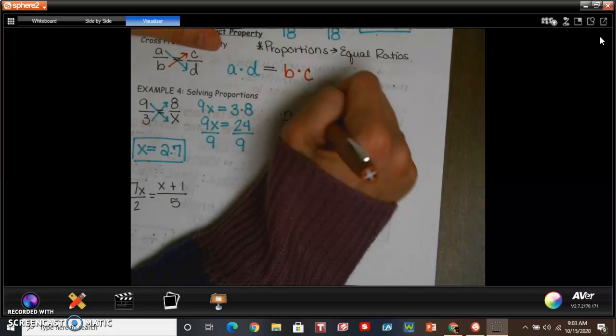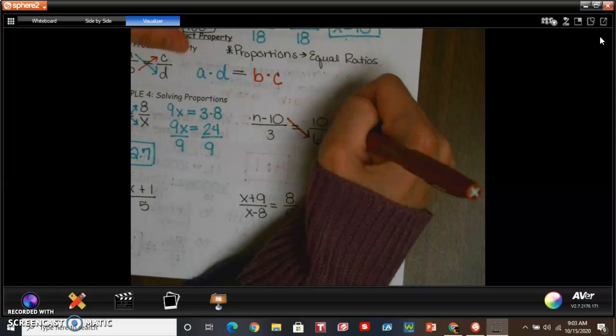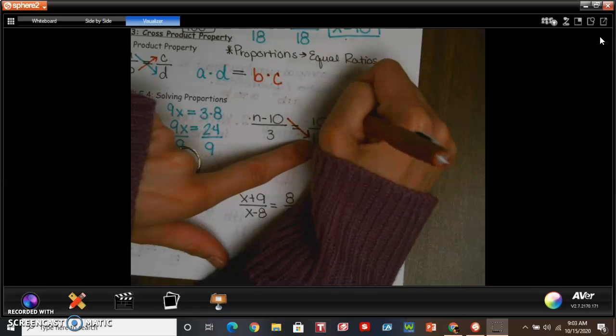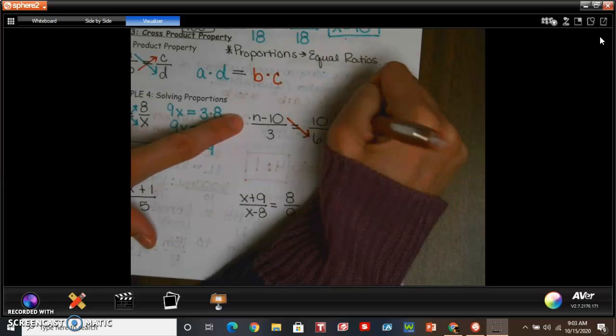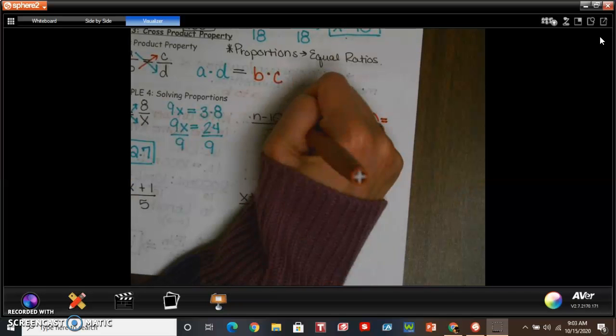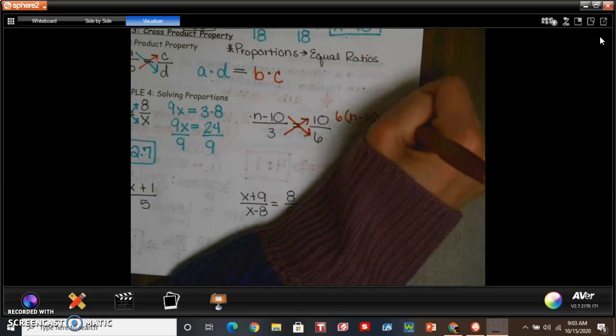So first we're going to multiply across like this. I like to take the single one and put it on the outside, times n minus 10. Anytime you're dealing with expressions, please put them in parentheses. All right, then we have to go across like this. We have 3 times 10.